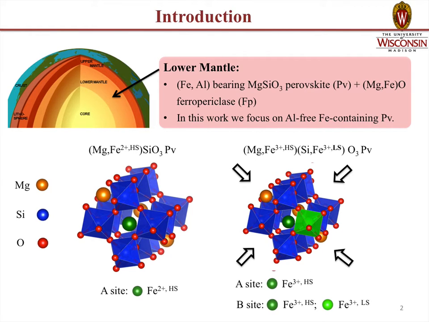When the pressure goes up, the B site Fe3+ will gradually transfer to low spin state from 30 GPa to 60 GPa and then stay in low spin state down to the bottom of the lower mantle. This spin transition causes a volume collapse, which reduces the volume of the low spin ferric perovskite.